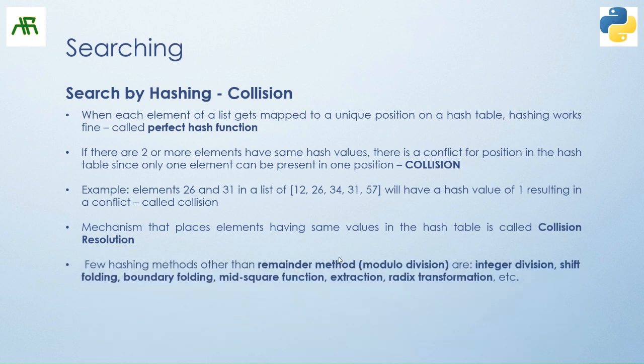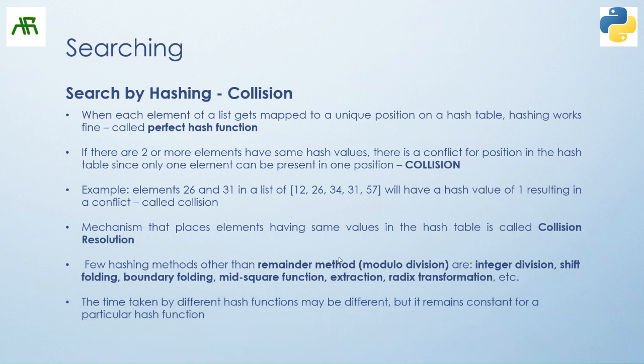A few other hashing methods other than the remainder method: the remainder method is also called modulo, when the percentage sign in Python parlance is called modulo, right? So it's either the remainder method or the modulo division method. But other than this, we have integer division, shift folding, boundary folding, mid square function, extraction, radix transformation. These are a few other hashing methods. Each has its own implementation and algorithm, but they are not in the purview of this particular series. They take their own full sessions by themselves.